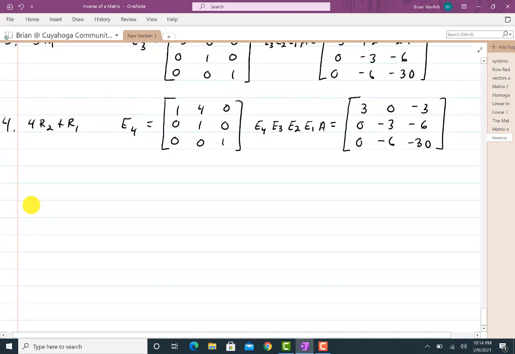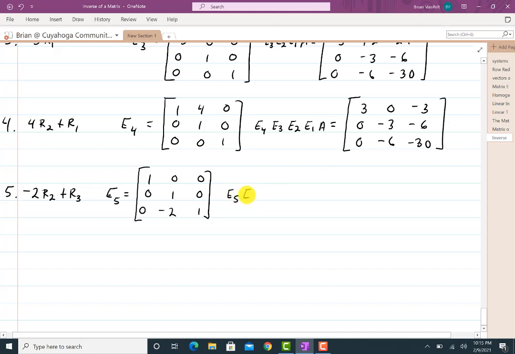I'm going to have to scrunch my stuff in here a little bit. 5. The next thing I wanted to do was use this negative 3 to take out the negative 6. So that would be negative 2R2 plus R3. Let me see if I can make things a little bit smaller here. And then I have E5, E4, E3, E2, E1 times A.